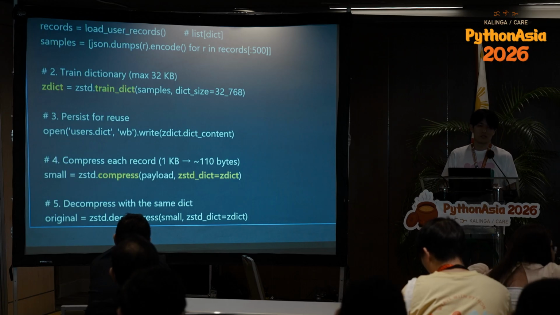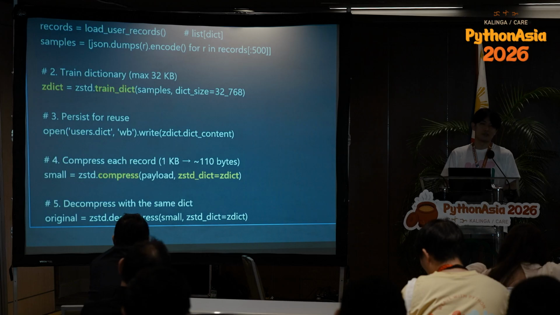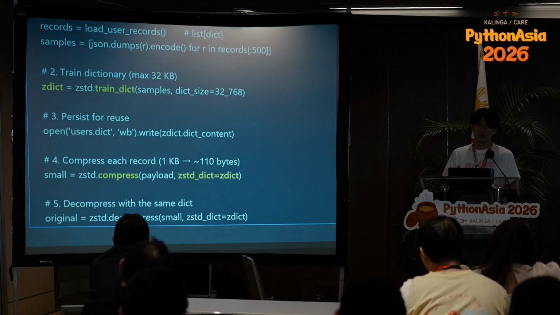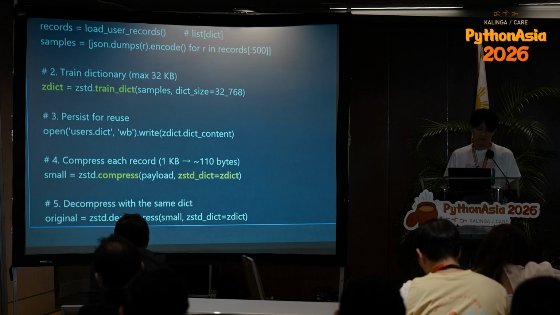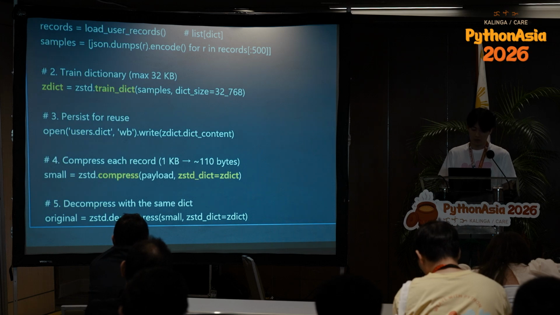When you want to use dictionary training, you have to use the train dictionary method like this, and then get the trained dictionary and pass it to the compress method as a parameter. This also is a simple way.